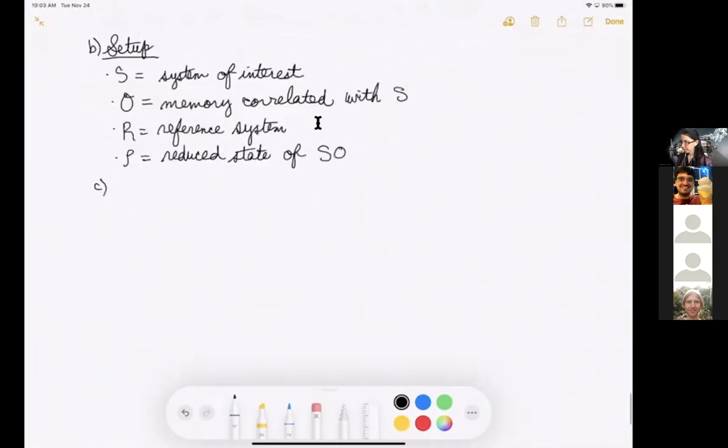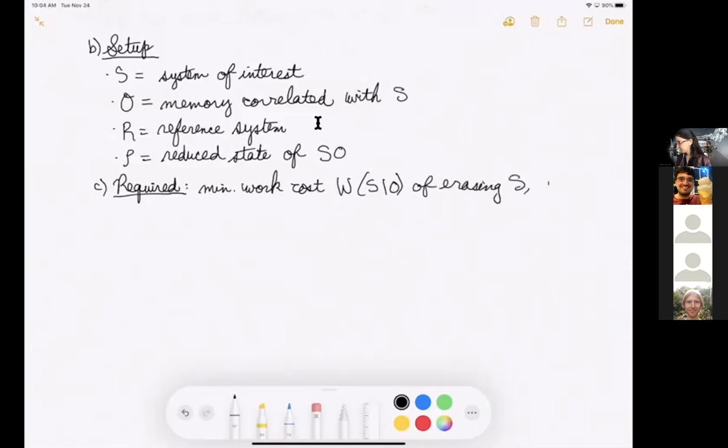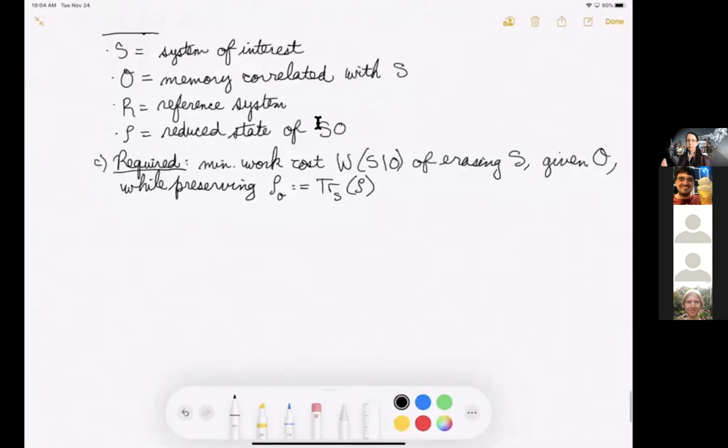We need to calculate the minimum work cost, which we'll denote by W of S given O, of erasing S given O, while preserving the reduced state of O, which I'll denote by rho sub O. We want to preserve rho sub O because the system O, again, might be entangled with R, and we don't want the erasure to disturb R.